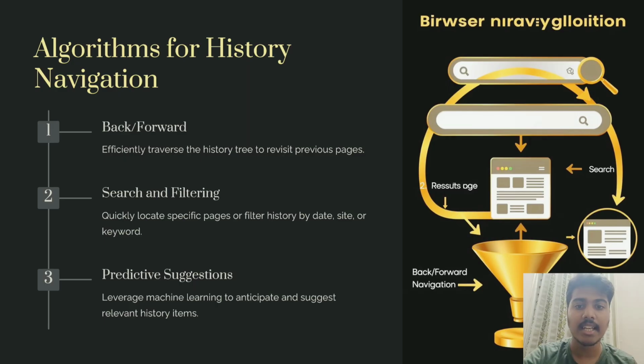Now we'll see the algorithms for history and navigation, which include back and forward tracking, then efficient traversal of the history tree to revisit previous pages. As you can see in the URL bar, if you visit any website, you can go forward and also backward. You can also search and filter to quickly locate specific pages or filter history by date, sites or keywords. Then predictive suggestions leverage machine learning to anticipate and suggest relevant history items.